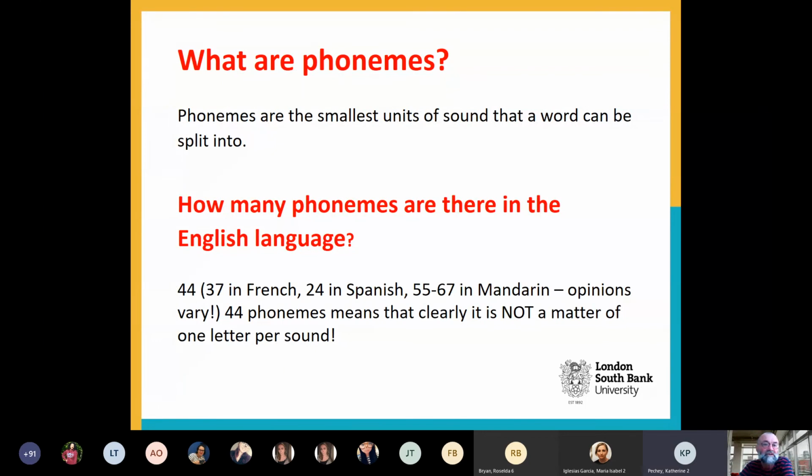Sorry, my fault. So, smallest units of sound. That's what a phoneme is. 44 phonemes in the English language, 37 in French, 55 to 67 in Mandarin, depending on which source of information you look at. So we've got a lot of phonemes in English. I suspect that there are more than that, because there are some subtleties around phonemic knowledge in English, but we might discuss that later on.